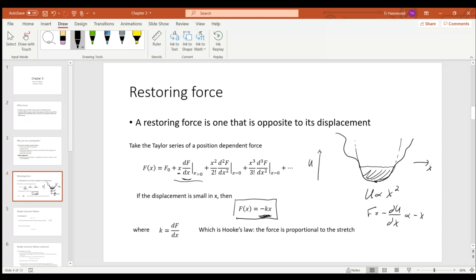So of course, this force is proportional to negative x, and this constant of proportionality is called the spring constant, which is k, where k is just going to be equal to the derivative of this force with respect to x. Okay.